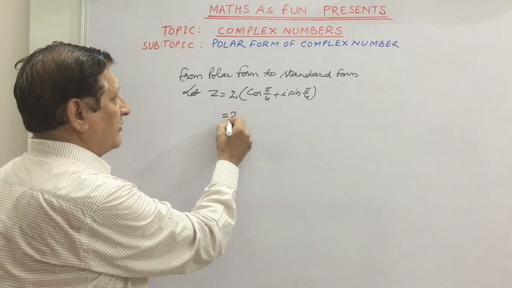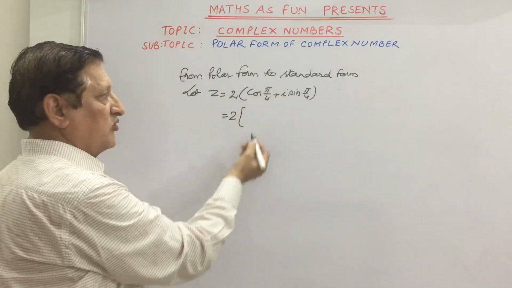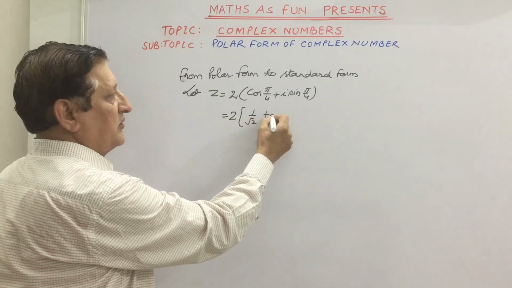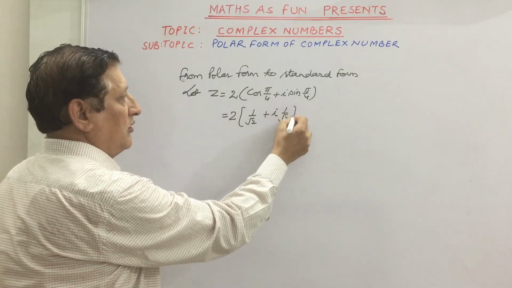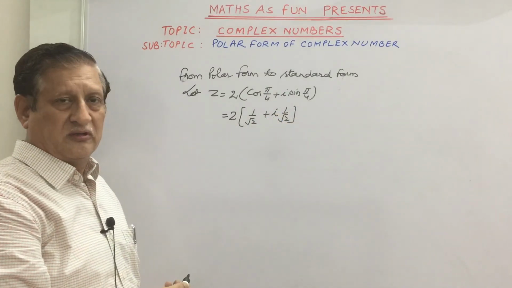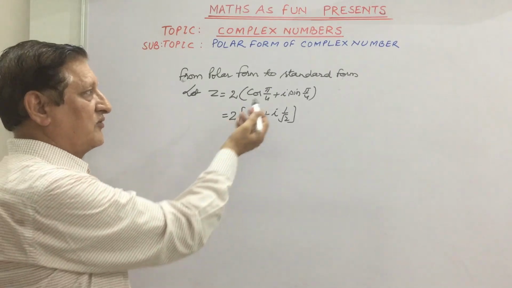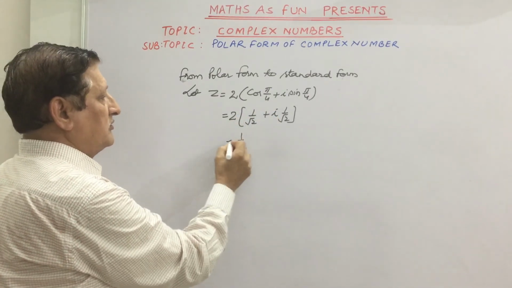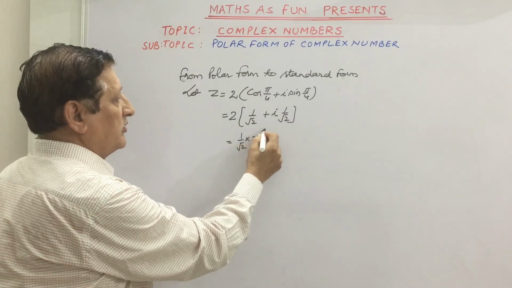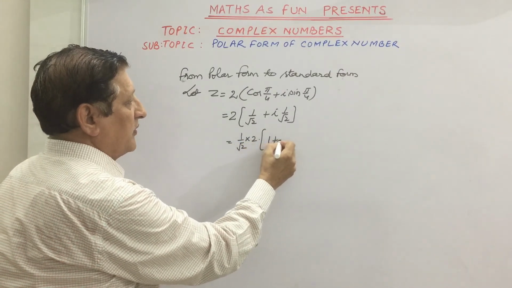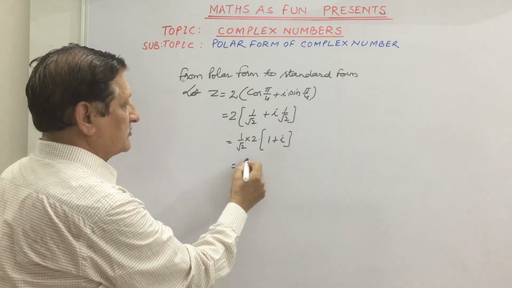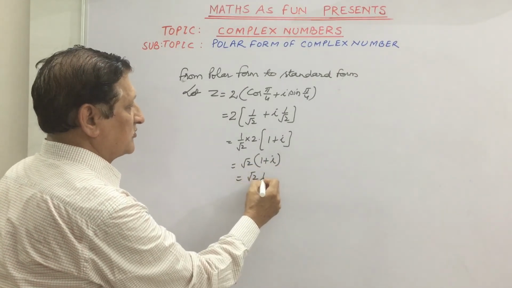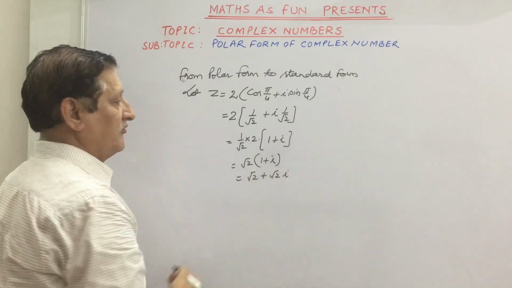Can we write here 2 into, we know the value of cos pi by 4, that is 1 by root 2. We also know the value of sine pi by 4, that is 1 by root 2. We just put the value of cos theta and sin theta, and if we take 1 by root 2 common, this will be 1 by root 2 into 2 into 1 plus iota, and that becomes root 2 into 1 plus iota, or we can write this as root 2 plus root 2 iota, which is the standard form.